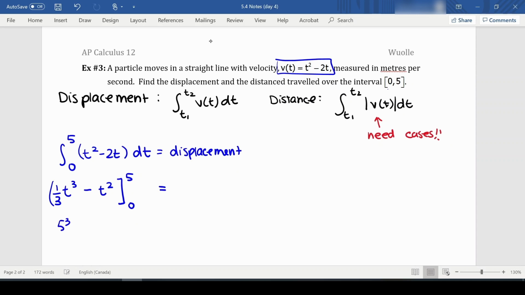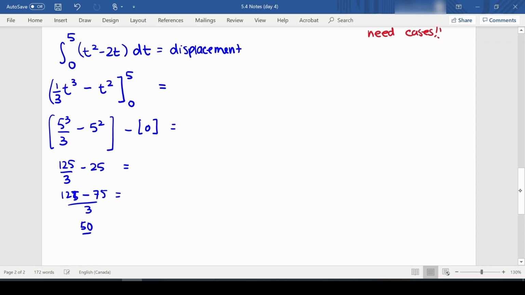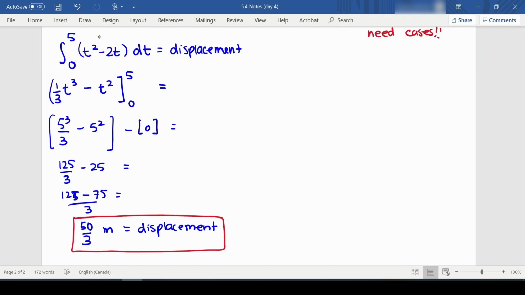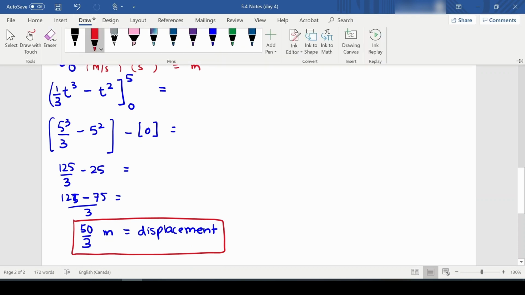So this is going to give me 5 cubed over 3 minus 5 squared minus 0, which gives me 125 over 3 minus 25, or 125 minus 75 all over 3, or 50 over 3. And our units would be in meters for displacement. Our units should be the units of v times the units of dt. This one is in meters per second, and this one is in seconds, so this is going to be in meters. So we get 50 over 3 meters is our displacement.